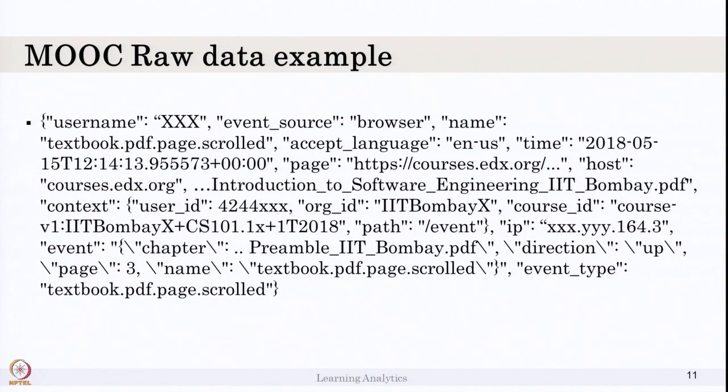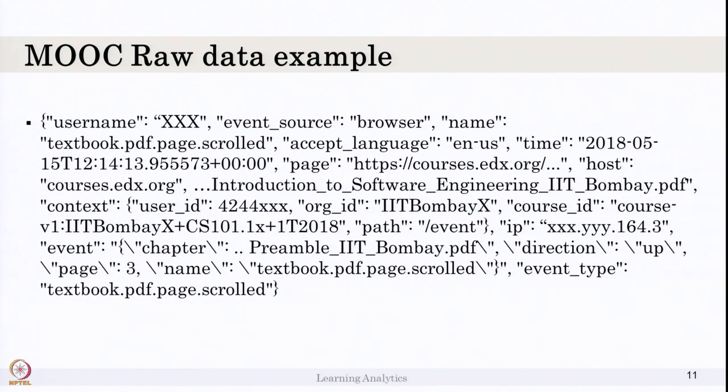Let us see this data. Can you take a minute, pause the video and try to identify what this log data means, what action a student is doing. Here the student name is also hidden. The action event name is textbook PDF page scroll. So, the student is scrolling the PDF page. Which page? There is a PDF called Preamble IIT Bombay X PDF. The direction is upward scrolling. With your mouse, you can scroll upward.